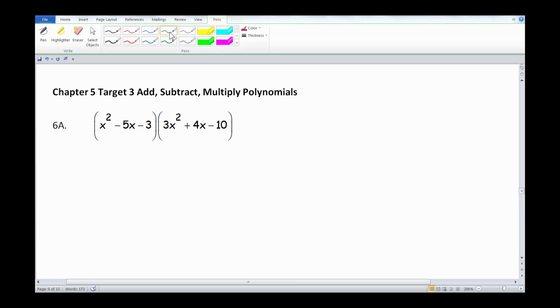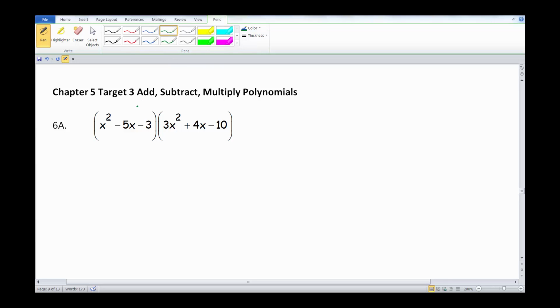Here we are at our Chapter 5, Target 3, Problem 6a. We're asked to add, subtract, or multiply the following polynomials. And in just looking at this one, we notice that we have a trinomial times another trinomial. And what we're going to go ahead and do is pretty much just distribute this.